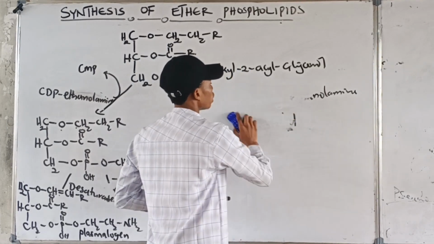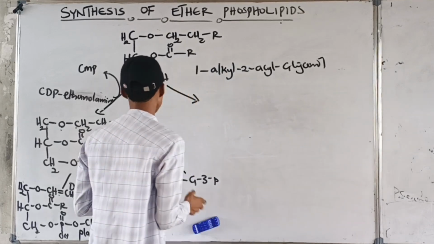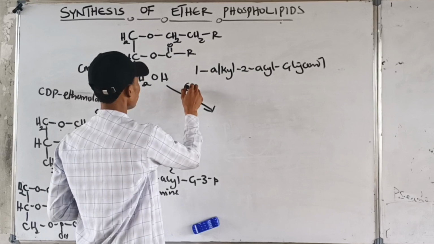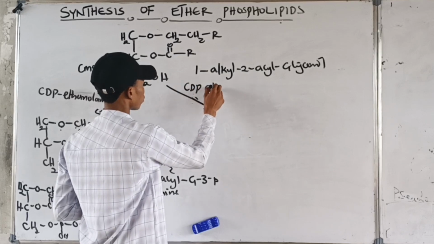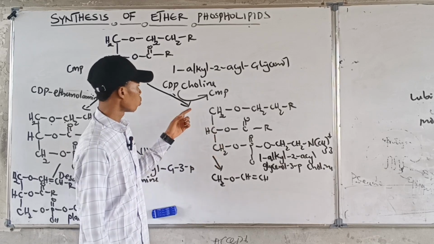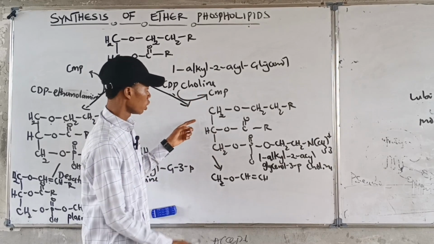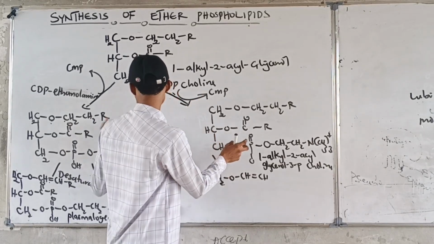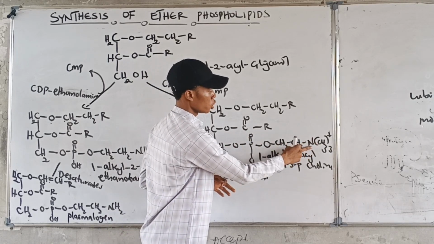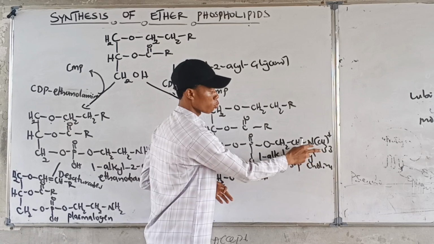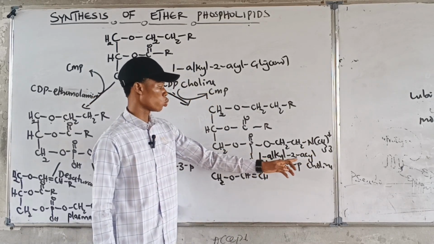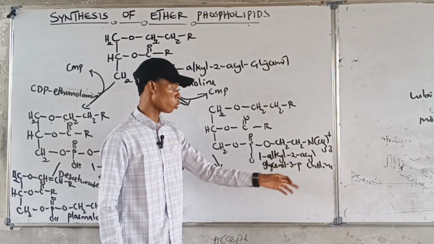So, if I want to synthesize my platelet activating factor, I said the head group coming in is what? Choline, right? So CDP choline comes in, and if you attach choline, everything here remains the same. So the head group here is choline. Now choline, you're attaching 3 methyl groups to N. That's the difference you have here. So what you now have here is 1-alkyl 2-acyl glycerol 3-phosphate choline.